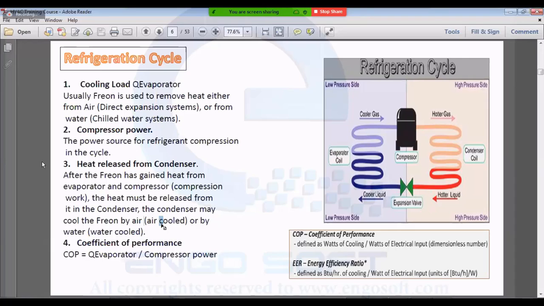So from your experience or from your thinking, which is more efficient? Cooling by air or cooling by water? Cooling by water. Why?